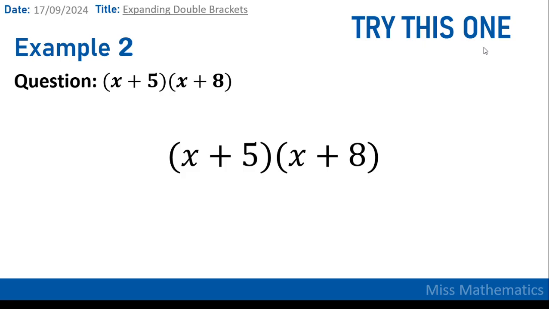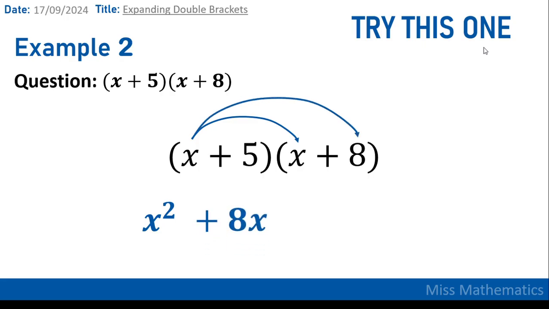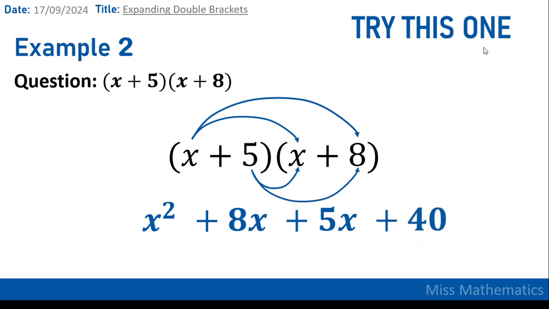So in this one we have x plus 5 times x plus 8. If we do x times x again, x squared, then we do x times the second number, x times 8, which is 8x, then 5 times x, 5x, and the last one, 5 times 8, which is 40. Collect the like terms, we can collect 8x plus 5x, which is 13x, and that gives us x squared plus 13x plus 40.